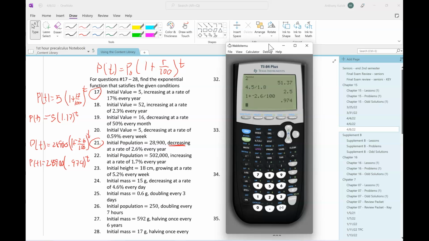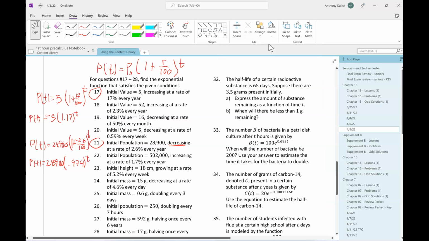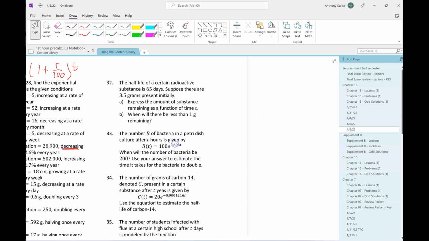Anybody else with questions? Grace. 32. Okay, it says the half-life of a certain radioactive substance is 65 days. Suppose there's 3.5 grams initially. Express the amount of substance remaining as a function of time. And then when will there be less than 1 gram?